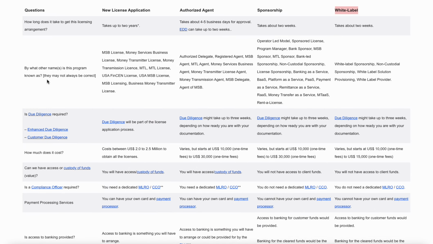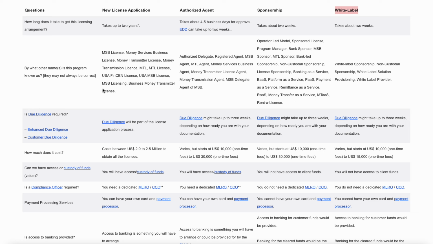We have things like, by what other name is this program known? And we've included a comment that says, even though it may be known by another name, it may not always be correct. So it's like an MSP license, a money services business license, a money transmitter license, etc. An authorized agent could be an authorized delegate, a registered agent, a money transmitter license agent, an MSP delegate, etc. Sponsorship could be something like rent a license, something that the regulators frown upon, money transfer as a service, non-custodial sponsorship, bank-led sponsorship, MTL sponsor, and so forth.